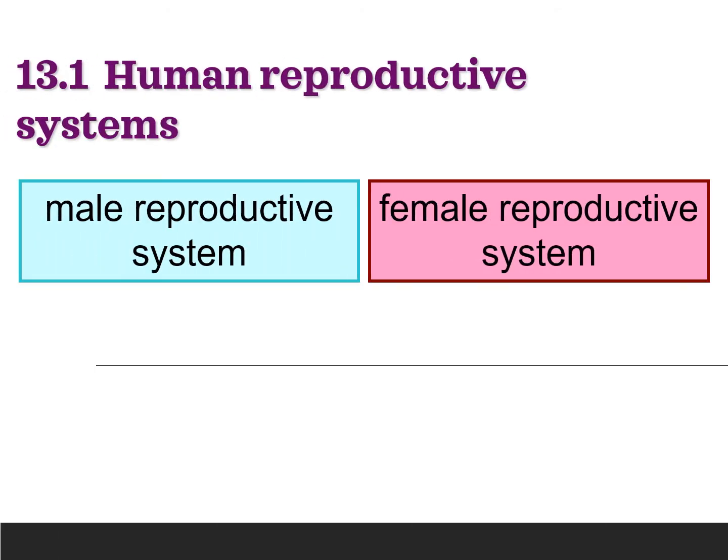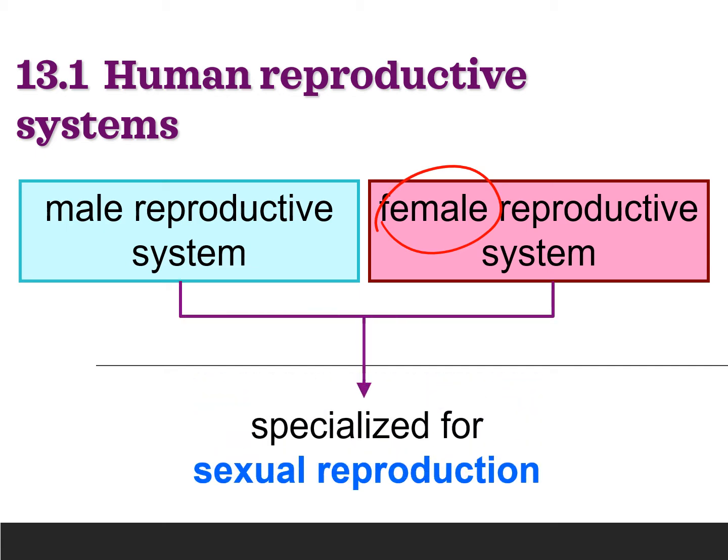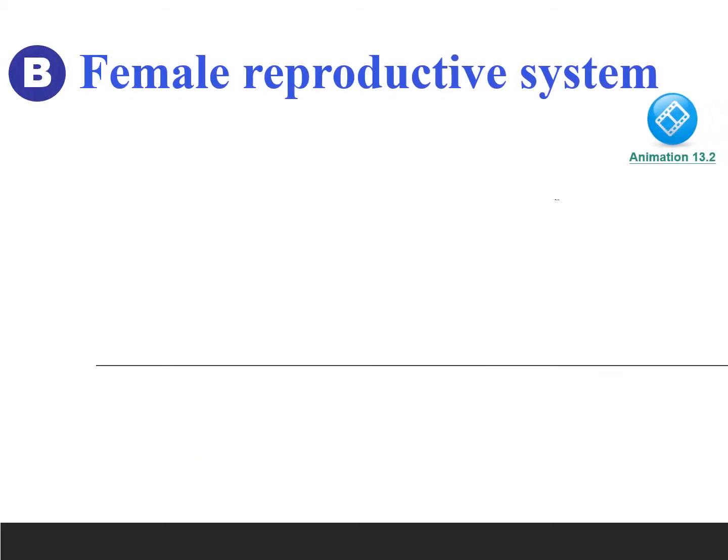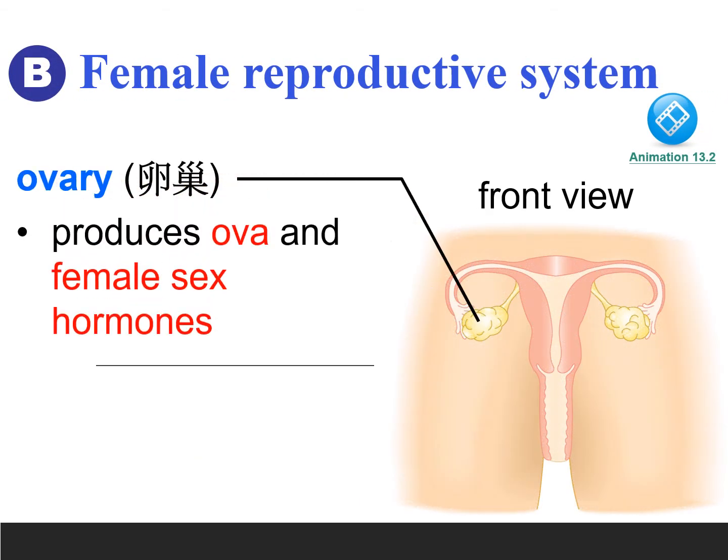So let me remind you again, for the reproductive system, we have the male part, which we have gone through in lesson 7 and lesson 8. And the female reproductive system is going to make the female gamete, such as the egg, 卵子啦, which is specialized for sexual reproduction. Alright, so let's take a look at the female reproductive part.